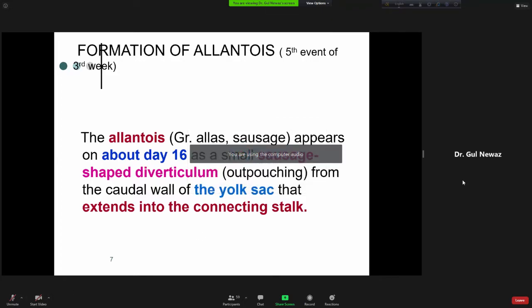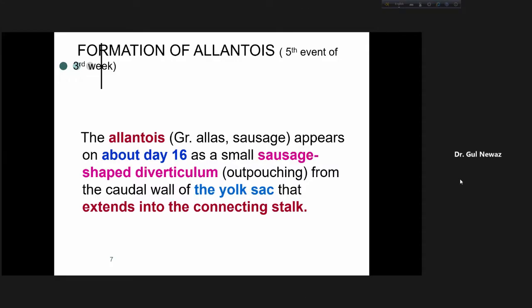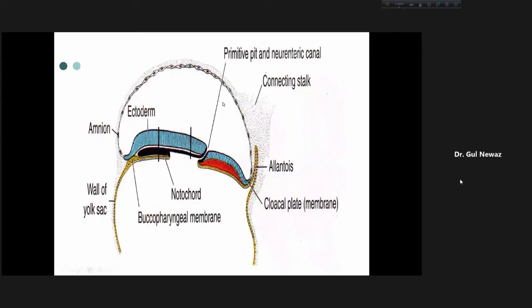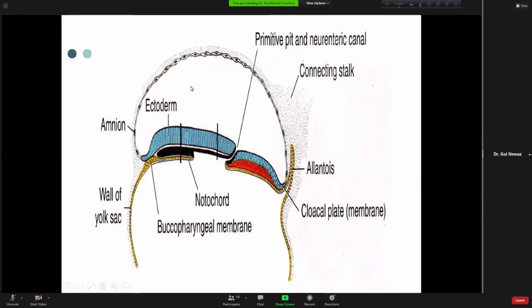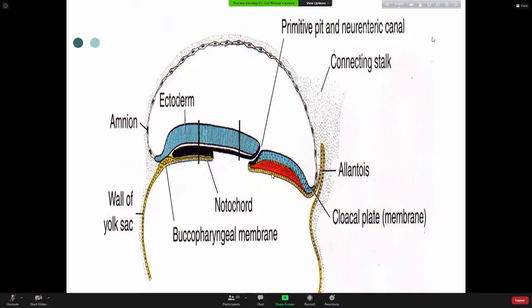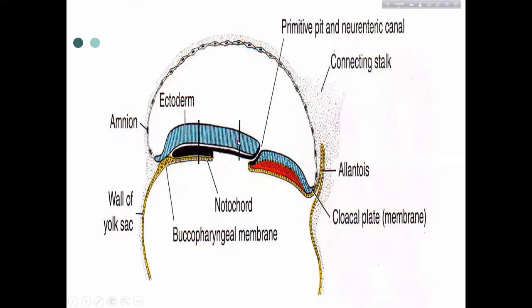The allantois is a diverticulum or outpouching from the caudal wall of the yolk sac that extends into the connecting stalk. I'll show you a figure and we'll come here again. So this one is the embryonic disc, yolk sac cavity, and amniotic cavity. And this yolk sac, this yellow color is the endoderm, red one is mesoderm, and then the ectoderm. And this one is the allantois.